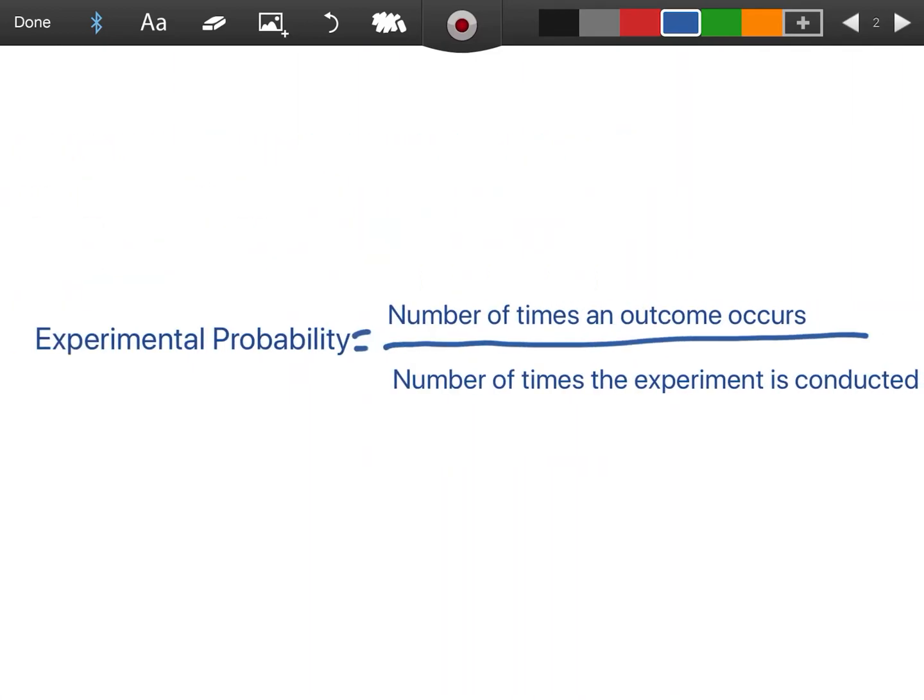Today we're going to be describing probability in the form of a fraction. So there's two types of probability. There's experimental probability, which is when we are actually conducting the experiment, spinning the spinner, rolling the dice, pulling the tokens out of a bag. On the top is the number of times an outcome occurs. So if you're pulling out red tiles, it's how many red tiles you pulled out. And on the bottom is the number of times an experiment is conducted. So let's say we pulled out 4 tiles and we did it 20 times. Our experimental probability would be 4 out of 20.